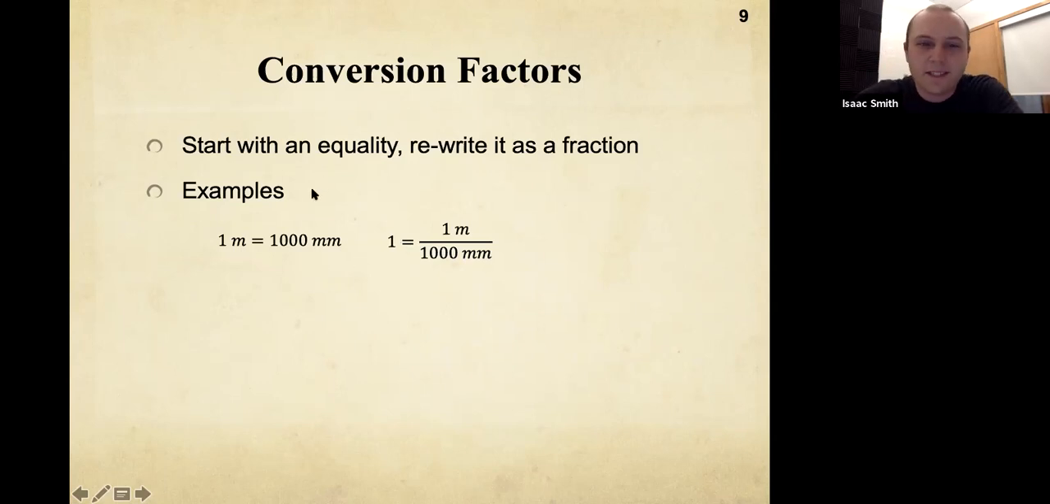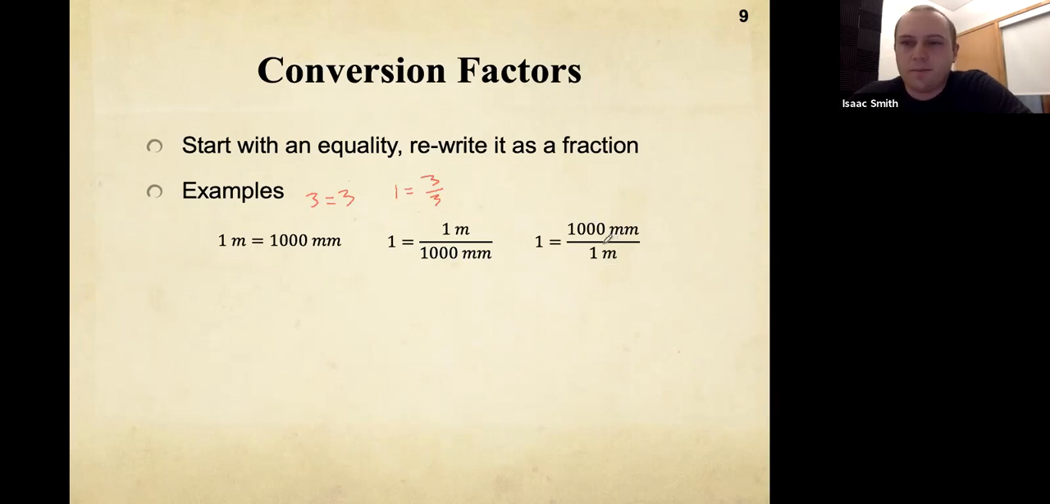Maybe an easier way to see it is if I wrote 3 equals 3, right? Everyone agrees with that, hopefully. Well, 1 is equal to 3 over 3, right? 3 over 3 is equal to 1. So anything that you can write as an equality, you can rewrite it as a fraction equal to 1, okay?